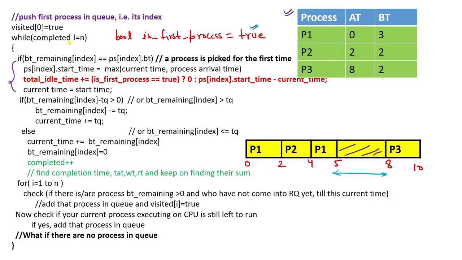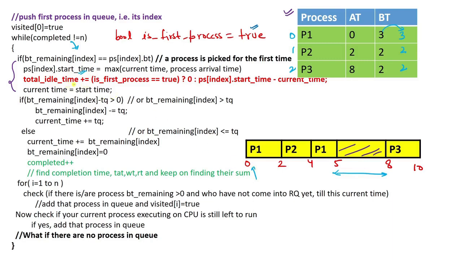Here you can see that the first time we run this, P1 will come, and we'll say this is like 3, 2, 2. These 3, 2, 2 are the remaining values of the burst array. So 3 is equal to 3. So we'll just set the start time. This is the start time of P1.